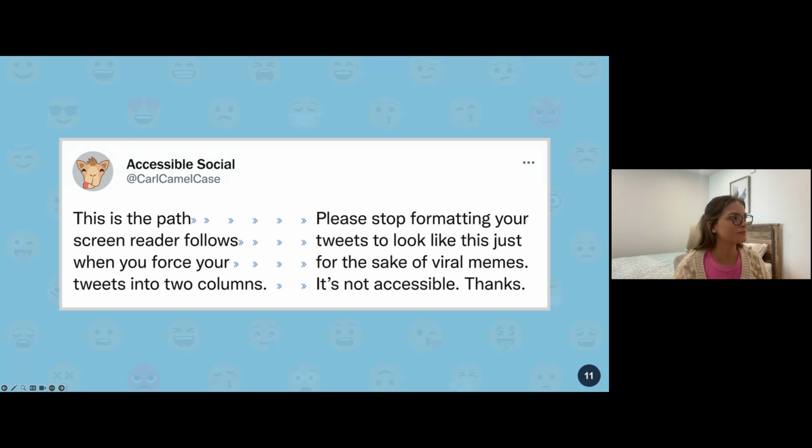This is the path. Please stop formatting. Your screen reader follows tweets to look like this just when you force your for the sake of viral memes. Tweets into 2 columns. It's not accessible.